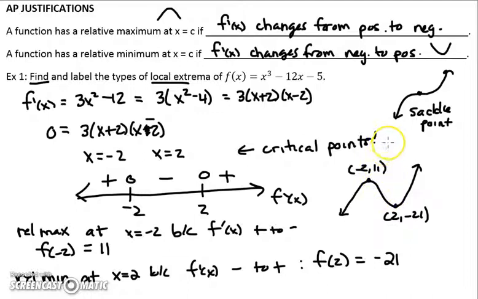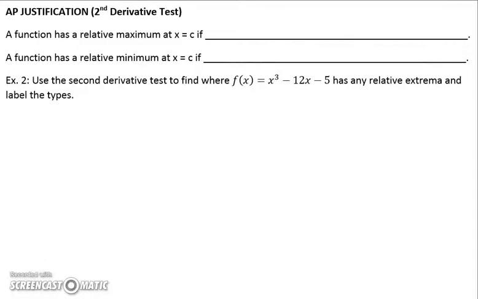So there's one more thing that we can do with these max and mins, and that's going to be our second derivative test. So there's another way that we can justify our max and mins. So we can say a function has a relative maximum at x equals c if f prime of c equals 0 and f double prime of c, now we're talking about maximums, is going to be less than 0. So the derivative equals 0 and the second derivative is negative.